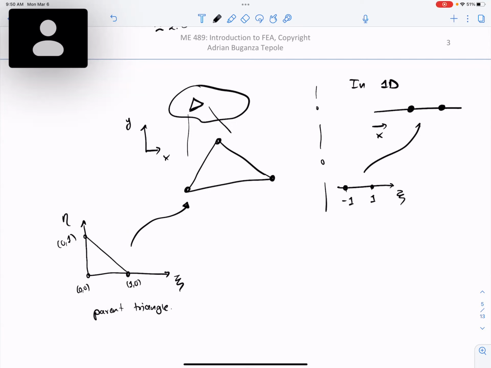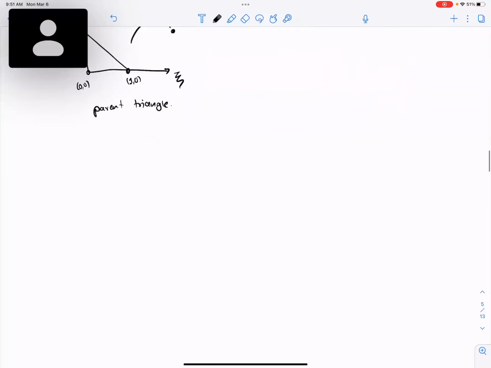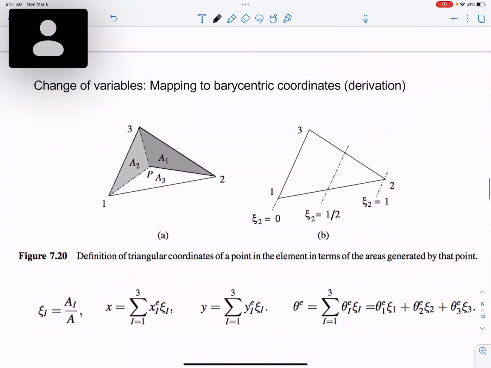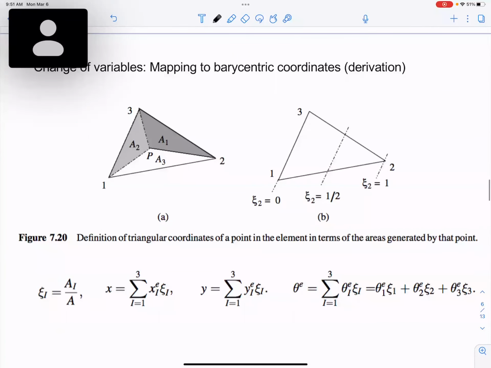I think I want to skip the next slide. But this is what we need to define. So this is going to be the goal of today, to see how we can do everything in the psi eta space to interpolate functions and gradients of shape functions. All right, so the book does this in chapter 7. I want to skip this one because it's a little bit of geometry, but it's not really necessary. This is how the mapping works.